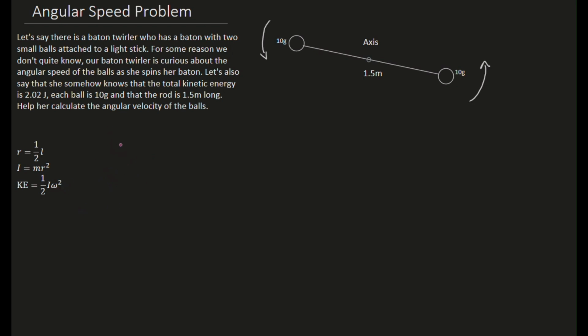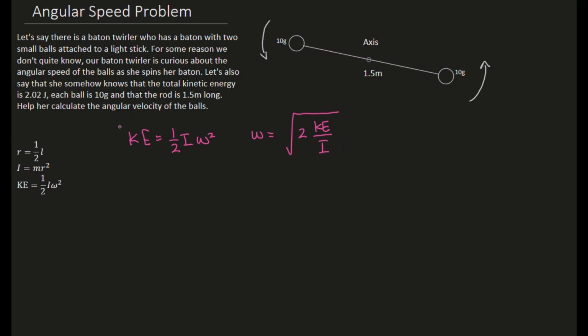So I'm going to start by using our kinetic energy equation, and we are going to solve for omega. So omega becomes the square root of 2 times our kinetic energy divided by our moment of inertia. And I'm going to continue to plug things in that I know until everything in my equation are things that I've been given in my problem.